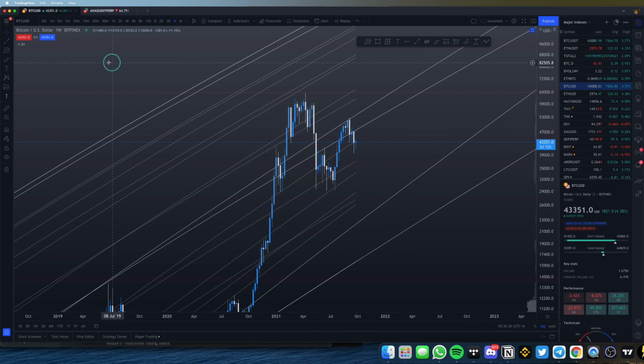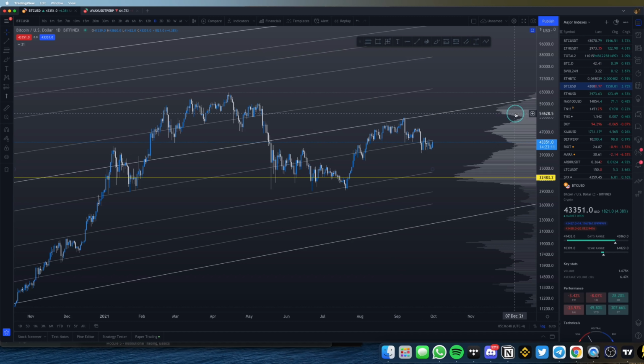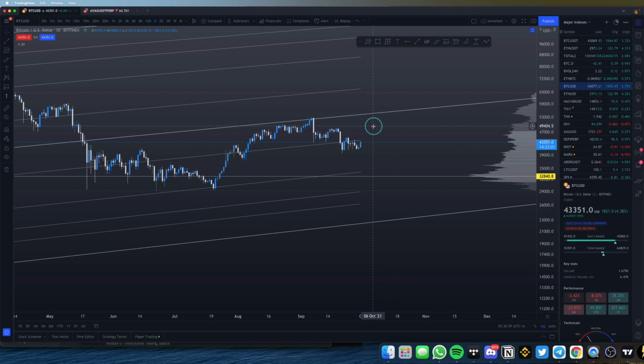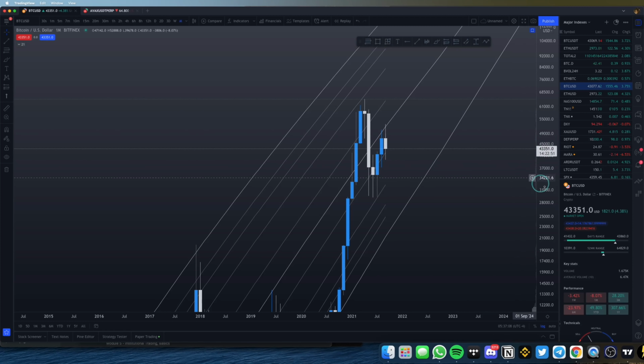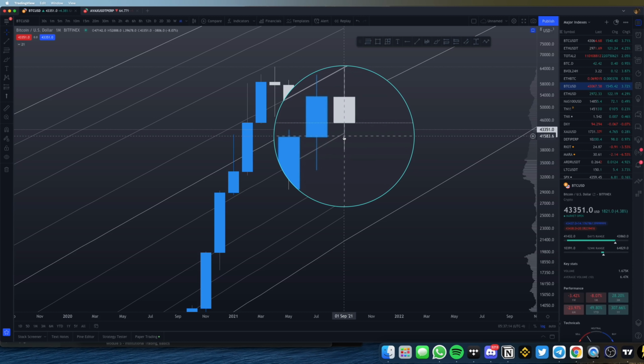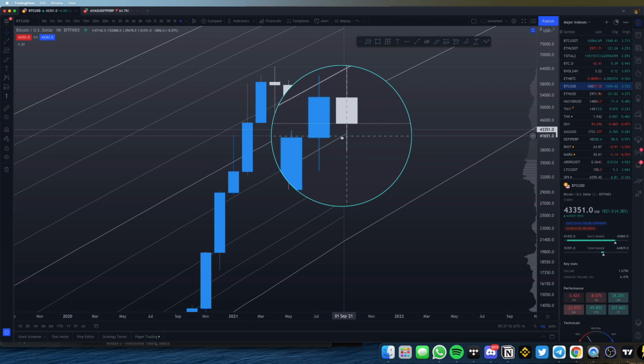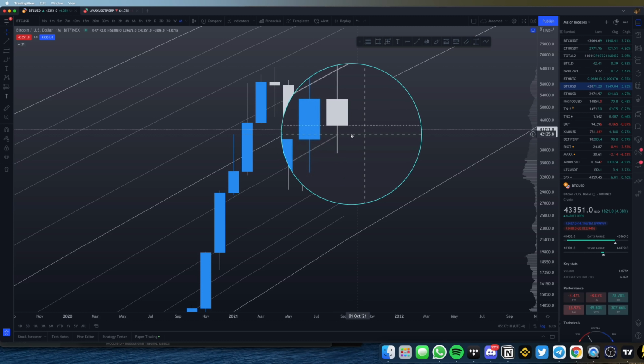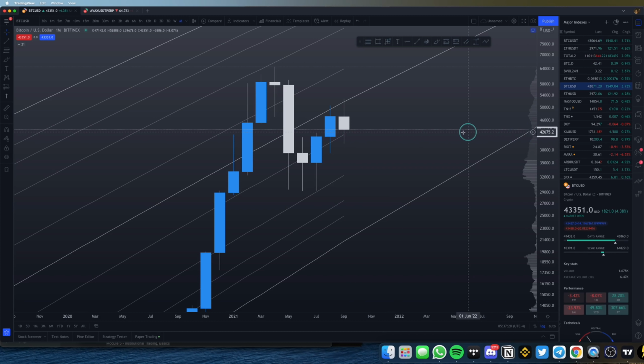So at the moment, let's have a look at our logarithmic growth curves. There are immediately just a couple of things that I really want you guys to look out for leading into the monthly close, which is tomorrow. The first of which is to get a monthly close above this logarithmic growth curve right here, this line right here. This level would be about 42,300.